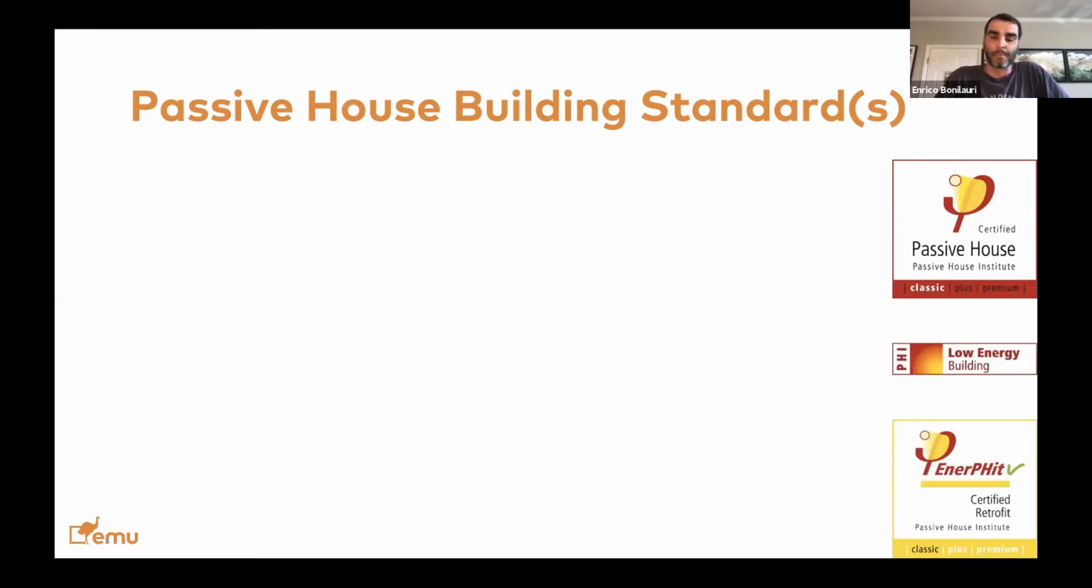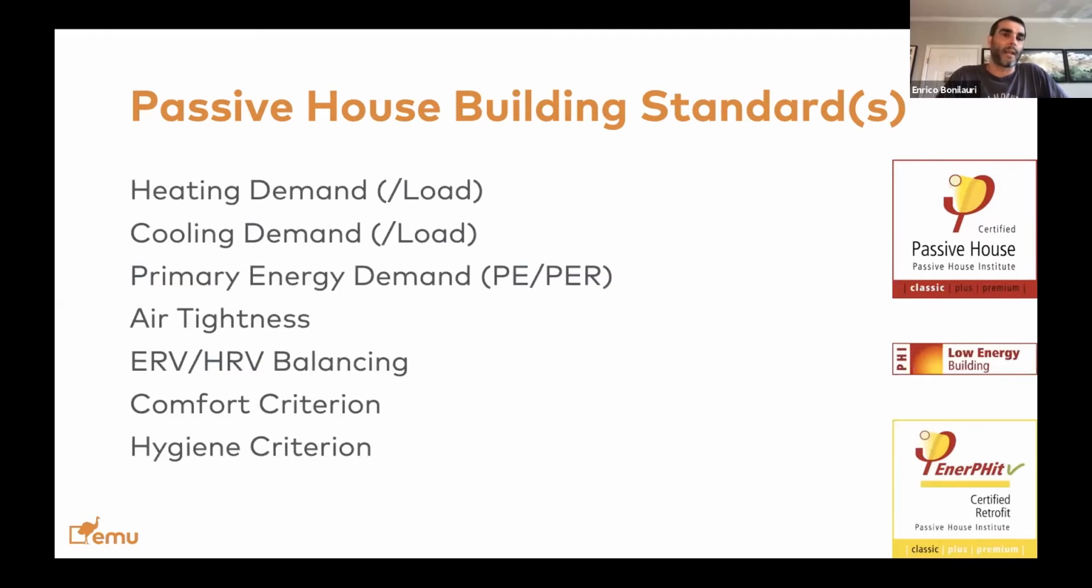Now, each of these is made up of a combination of different targets as far as what the building has to achieve in order to be certified. Those include the heating demand, the cooling demand, the primary energy demand, whether you go for the renewable path or the primary energy, the building air tightness, as well as the balancing of the ventilation system. And then there are two other elements, the comfort criterion and the hygiene criterion, that address the quality of the building envelope.